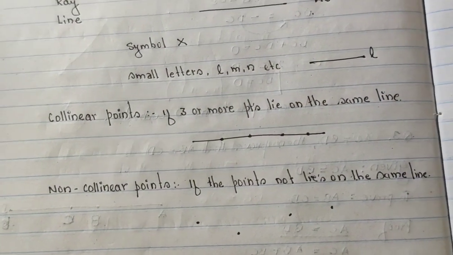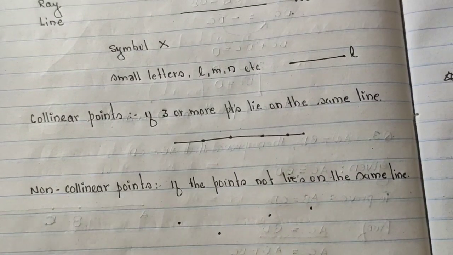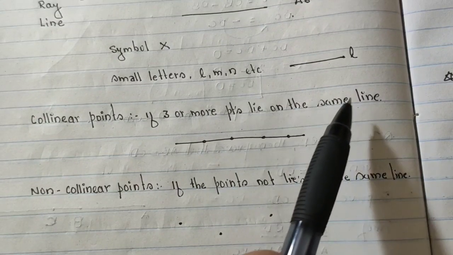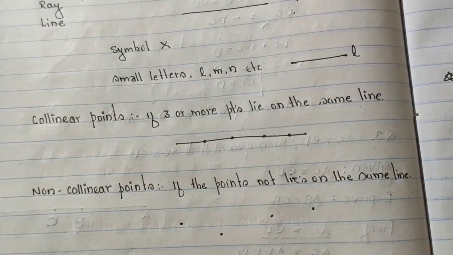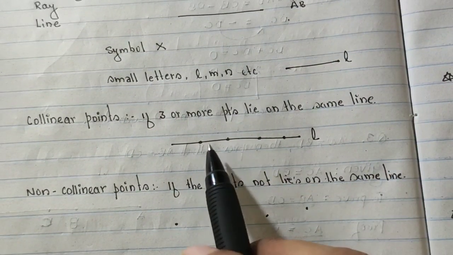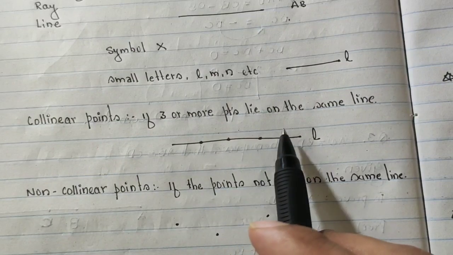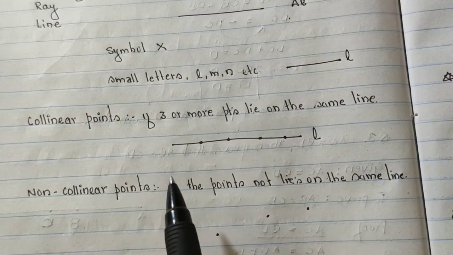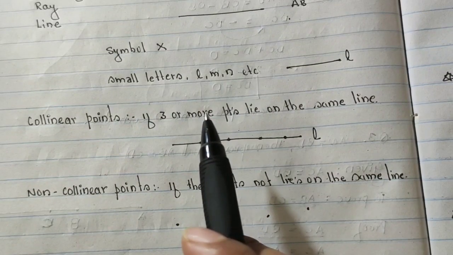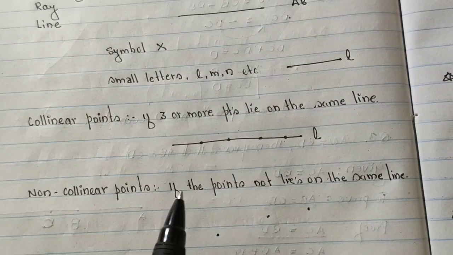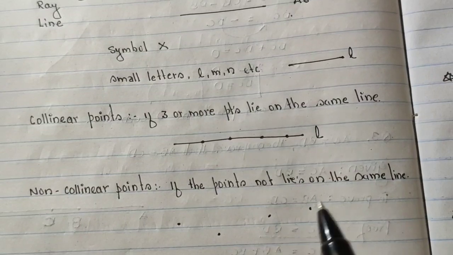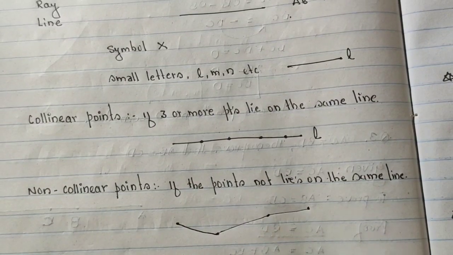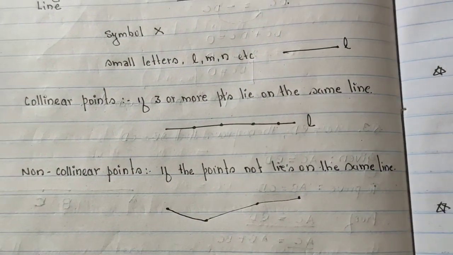Now moving forward, what are collinear points? If three or more points lie on the same line, suppose this is one line, you can say line L, which has three or more points on it, then these are collinear points. On the other hand, non-collinear points are just the opposite. If the points do not lie on the same line, suppose one is going here, then here, then here, it is not forming one line, so these are non-collinear points.